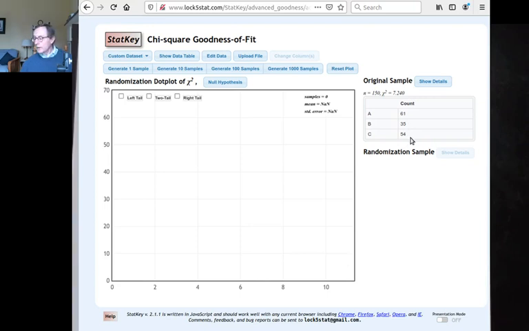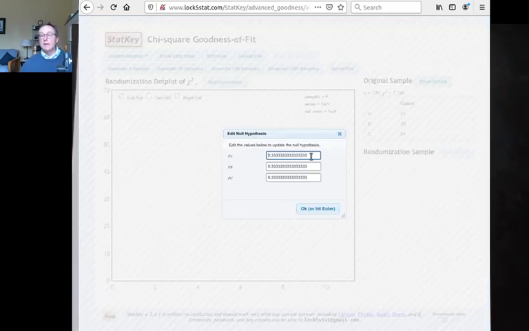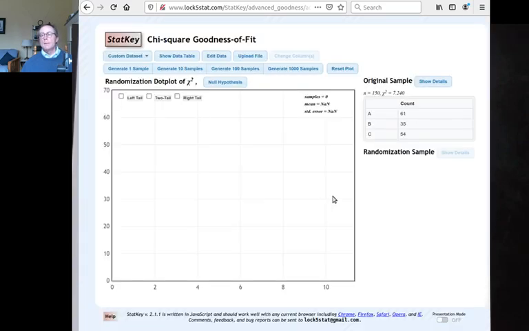Now, the question has said that the expected values are 50, 50, 50, so I have to set the null hypothesis to even, even, even, and it already says 1/3, 1/3, 1/3. That just happens to be the way StatKey comes up. So I'm not going to change these. Can you see that it says 0.333? Then StatKey has calculated for me the chi-squared value. You can see it up there, 7.20.